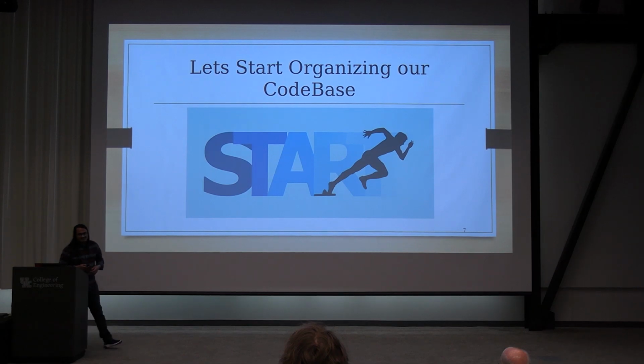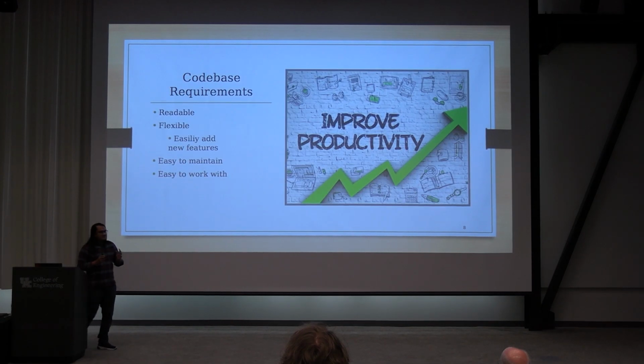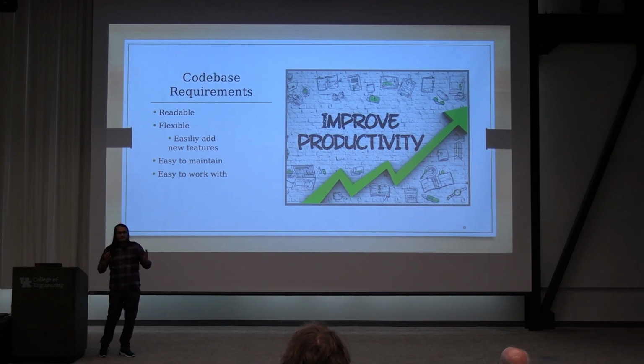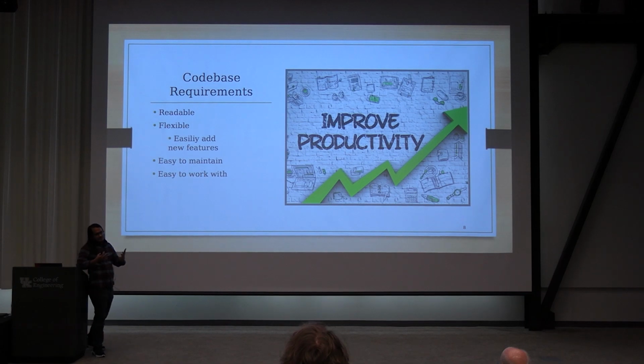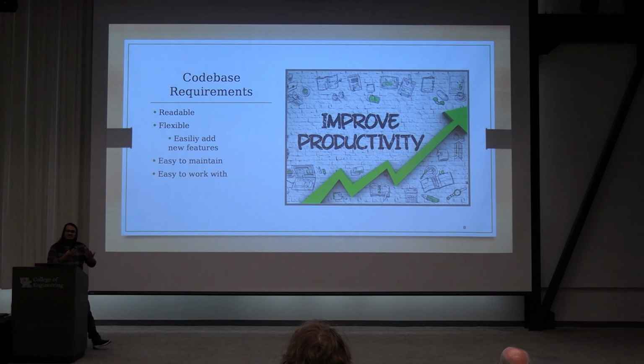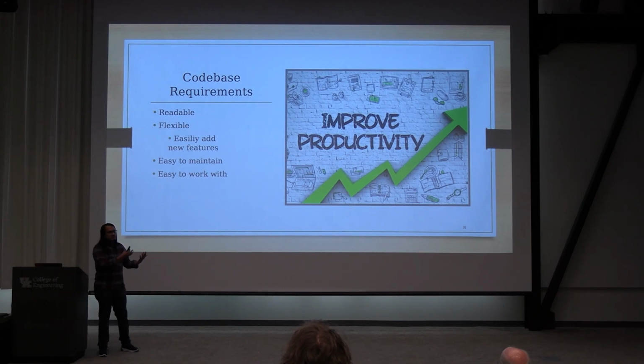Okay, so let's get started on today's talk. The first thing we need to keep in mind is what our end goal is. What do we want with our code base? We want our code base to be readable so that we can easily take a look and understand what it is we're doing over here. We want it to be flexible so that we can easily add new features, but at the same time make sure that the old features that we had don't break down.